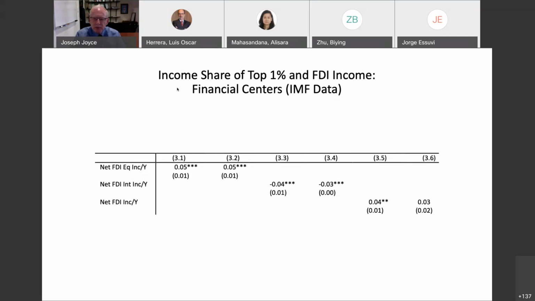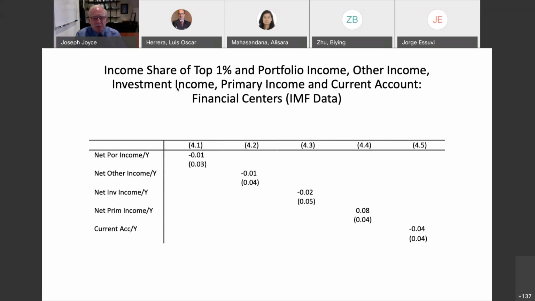And finally, at the end, if we aggregate FDI income, we get a positive coefficient in one case and not the other. And when you look at what's behind it in the first four columns, you can see why. Obviously, these things could cancel themselves out. When you go on to the other types of investment income, portfolio, other, no results in the sense of nothing significant. Similarly, net investment, primary, current account. To be fair, again, the number of countries is smaller than we had with the advanced economies. That may have something to do with the econometric results. But it may also simply be that FDI income is very different in the role it plays within these economies. So those are the main results I simply want to bring to your attention.